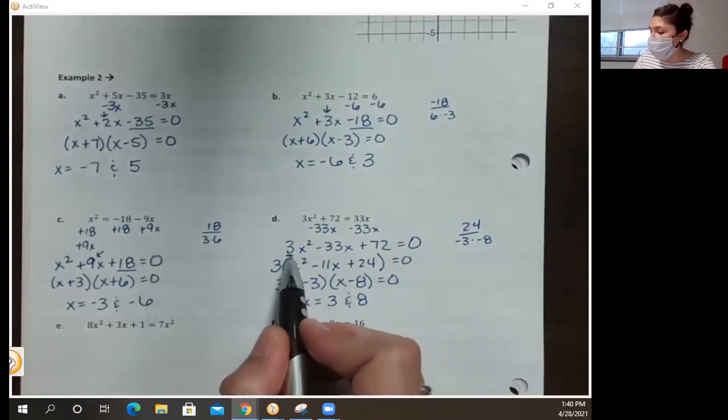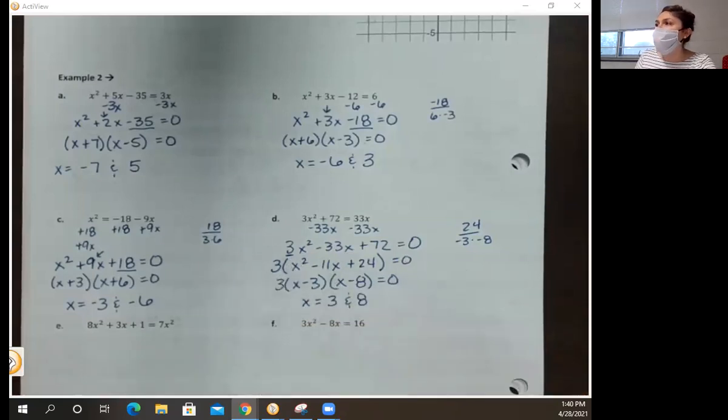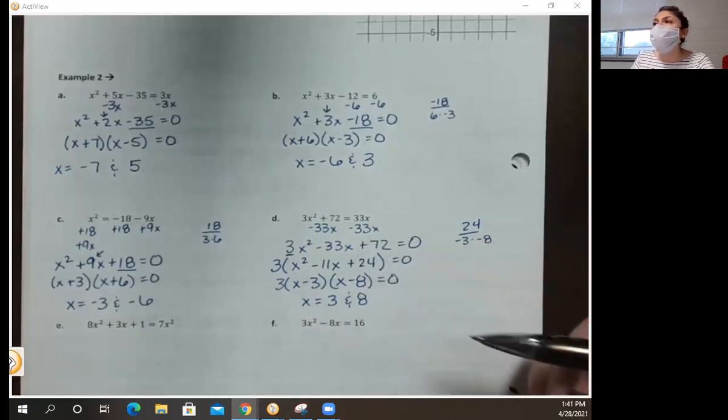So we have a number in front of x squared, a lead coefficient that's not 1. Check to see if it's a GCF before you do anything else. Questions for me on D?